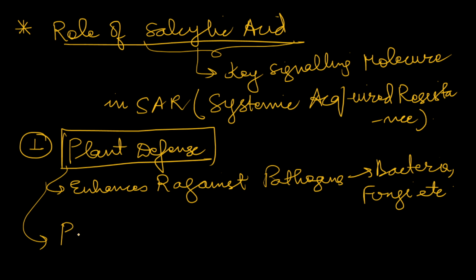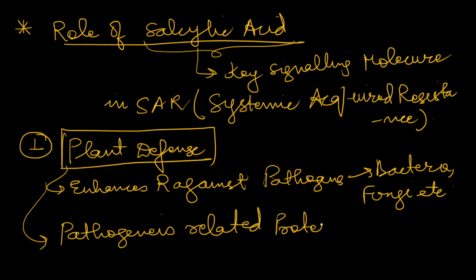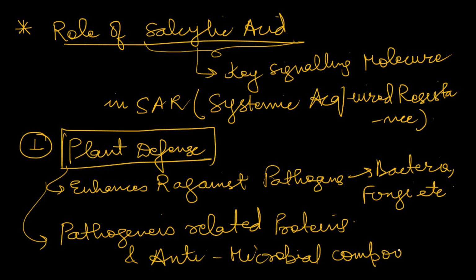It activates pathogenesis related proteins which deal with pathogens. It activates antimicrobial compounds. तो यहाँ पे ये क्या करता है salicylic acid? It activates the pathogenesis related proteins and antimicrobial compounds which fight with these pathogens and defends the plant. So this is the first role.